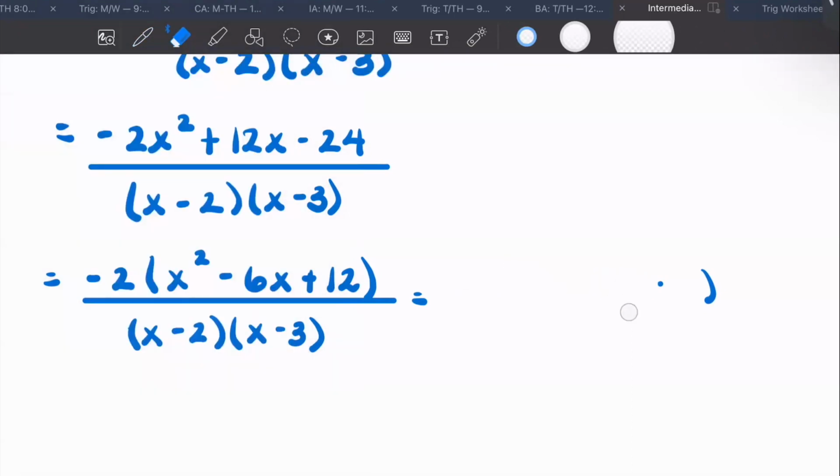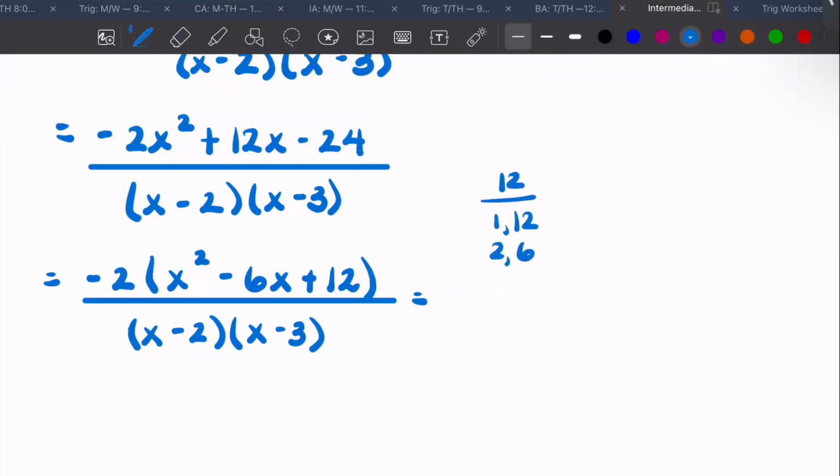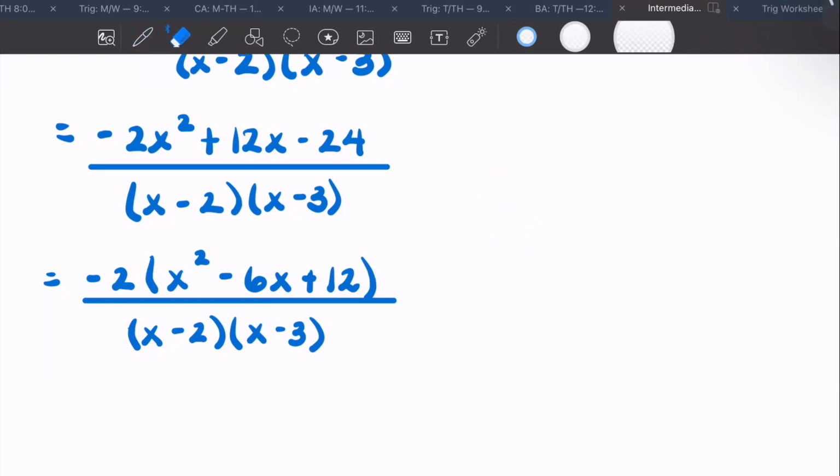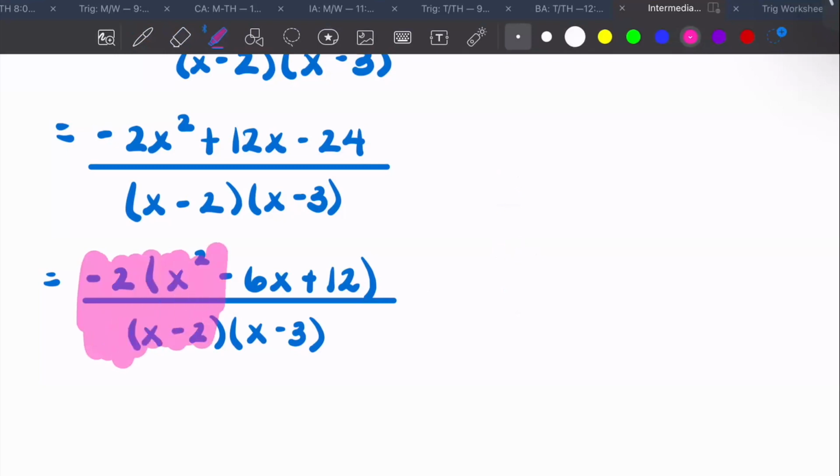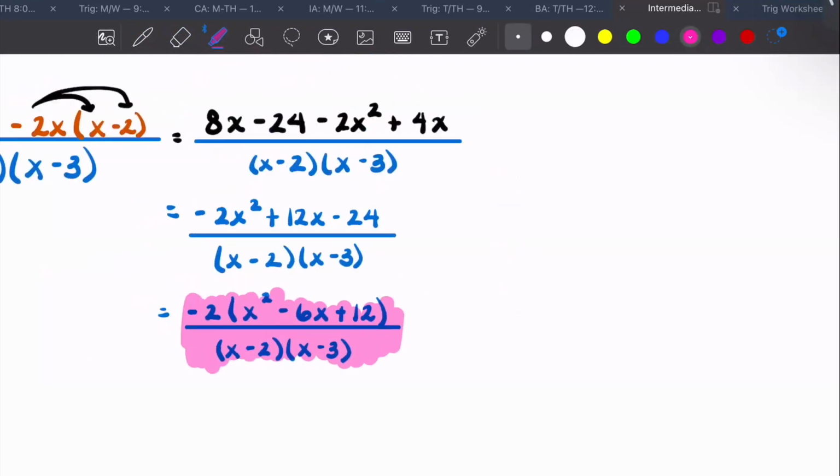Right? Nothing. For 12, we have 1 and 12, 2 and 6, 3 and 4, right? We can't add any of those together and get 6 in the middle. So this is our answer. If we could have factored that and gotten an x minus 2 or an x minus 3, then we would have crossed out. Okay, so I was just checking to make sure we didn't have any of that.